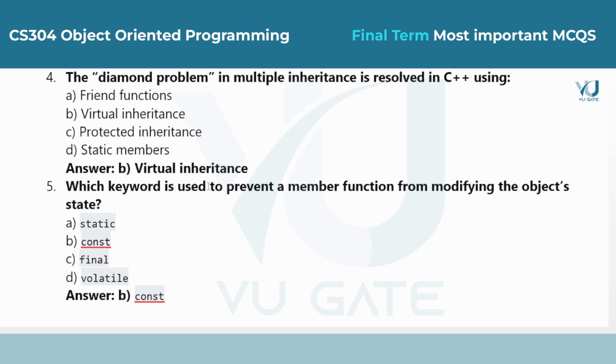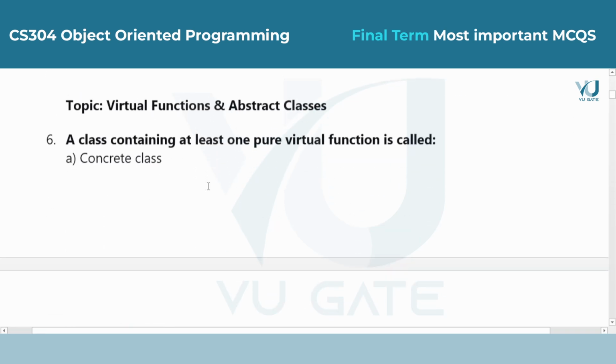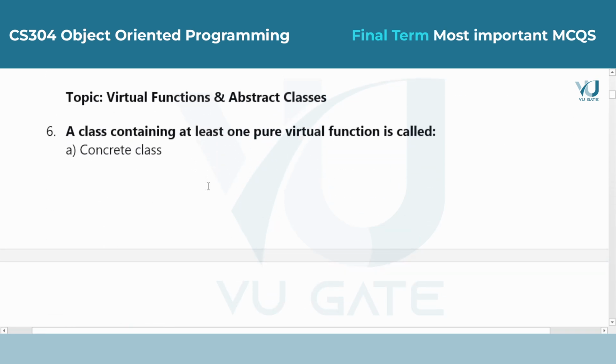Q5. Which keyword is used to prevent a member function from modifying the object state? Answer. B. Const. Explanation. Adding the const keyword to a function signature ensures that the function cannot change any member variables of the class. Topic 2. Virtual functions and abstract classes.